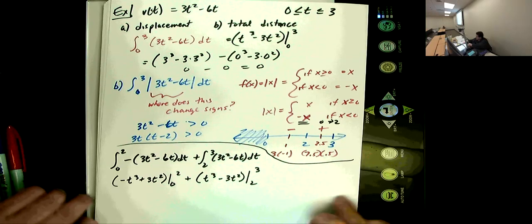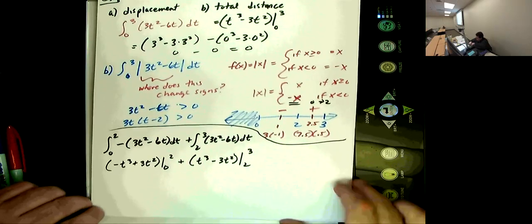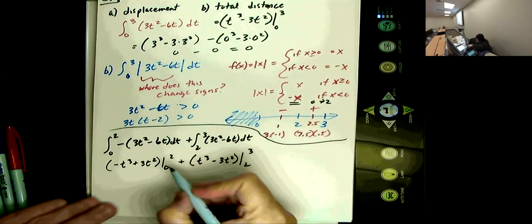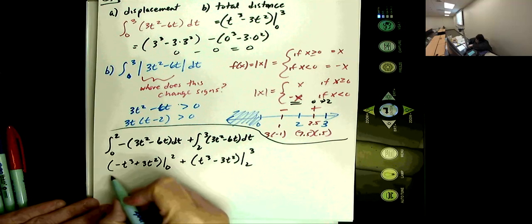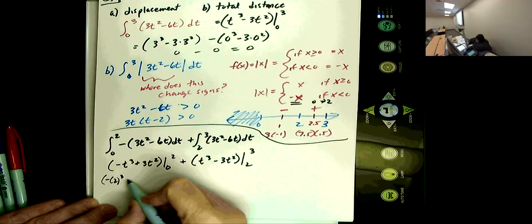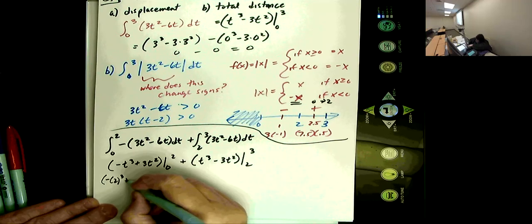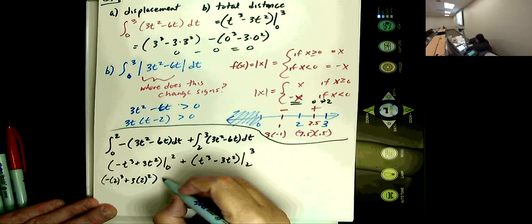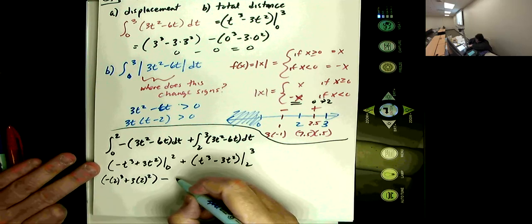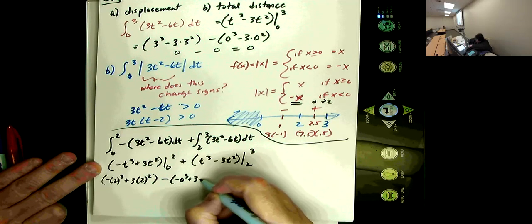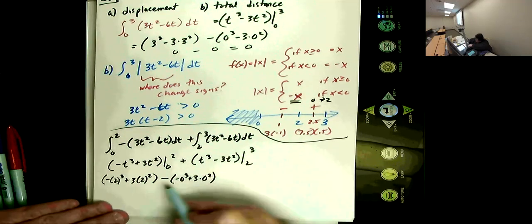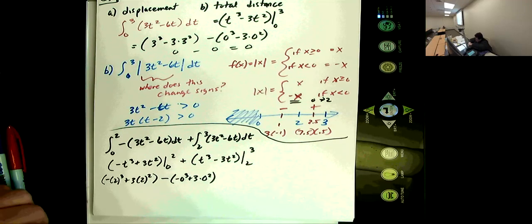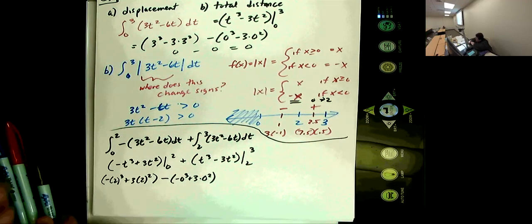You guys with me? So I'm going to write them all out. Let's see, we've got negative 2 cubed plus 3 times 2 squared, minus negative 0 cubed plus 3 times 0 squared. That's my first one. And then I'll change colors for the second one.